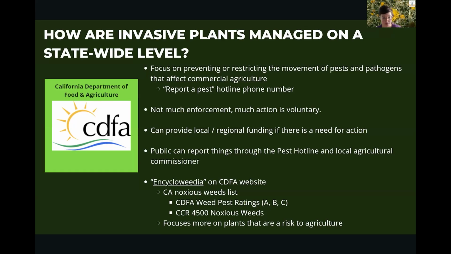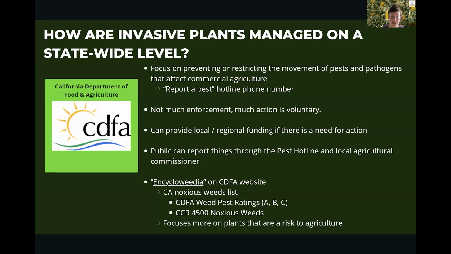What they can do, however, is provide local and regional funding if there's a need for action. So they do have some money that they can give to groups doing work to eradicate different invasive plants. The public can also report things, like I said, through the pest hotline and your local agricultural commissioner. So if you want to find your local ag commissioner, just Google the name of your county and then agricultural commissioner, and a name will pop up. You can give them a call.